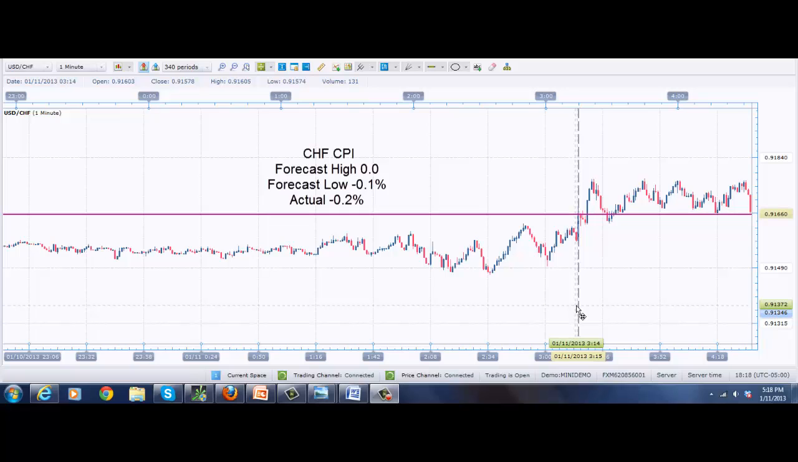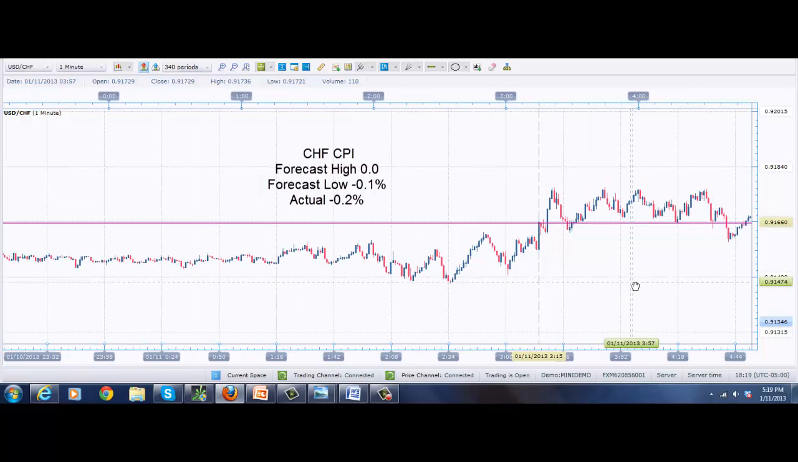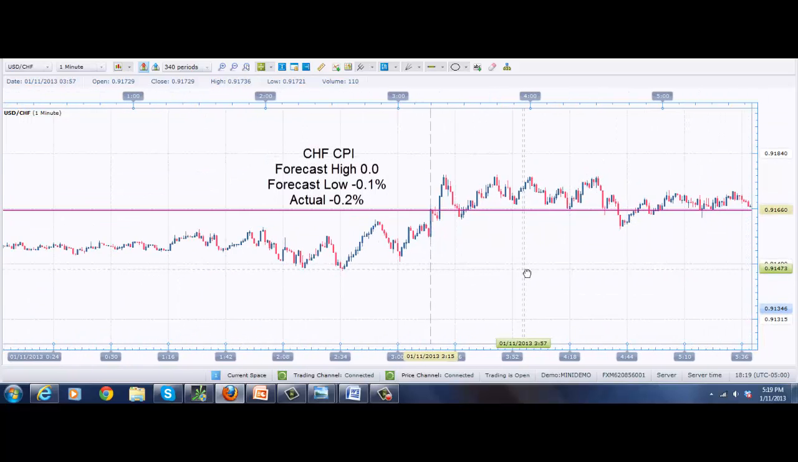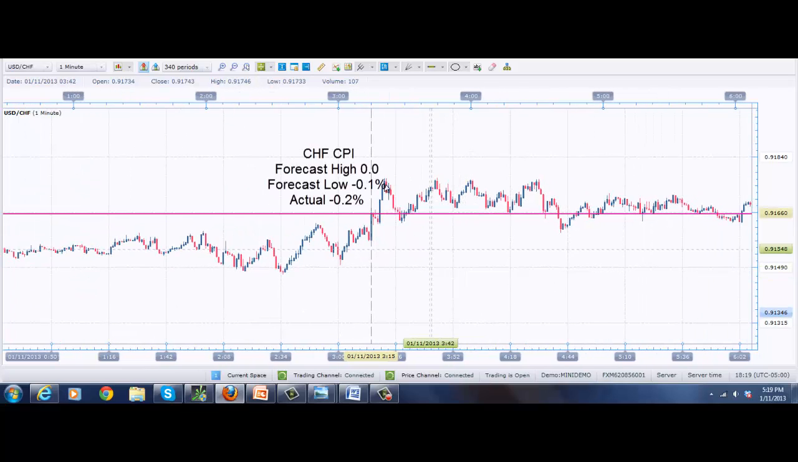Trade plan calls for a reaction to the release. It's a negative. We are saying it's positive for the Swiss franc, which means you would sell the US dollar franc, USD CHF. So let's just take this out and move out, and really it kind of flatlined right after the release and didn't do much of anything.